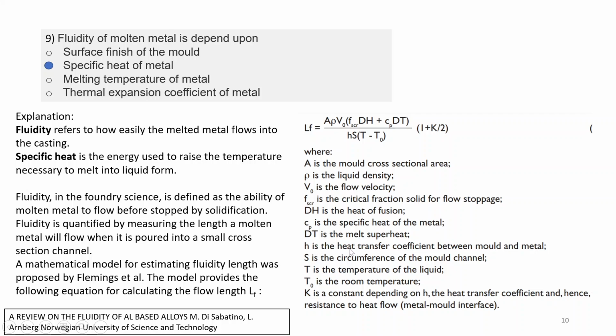H is the heat transfer coefficient between mold and metal. S is the circumference of the mold channel. T is the temperature of the liquid. T naught is the room temperature, and K is the constant depending on H, the heat transfer coefficient, and hence resistance to heat flow.